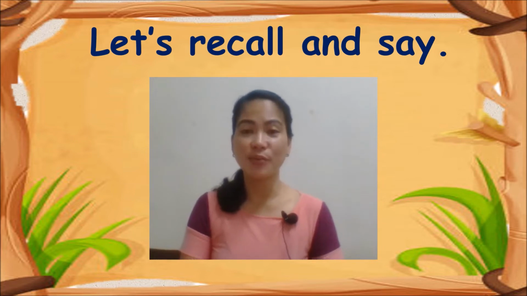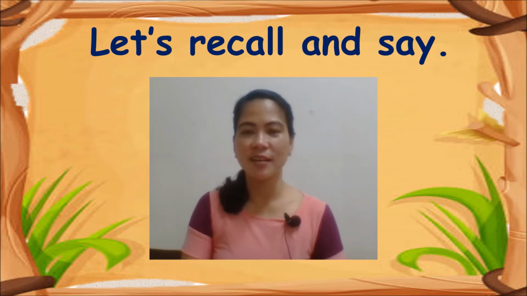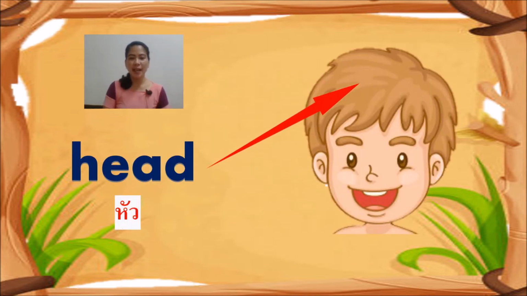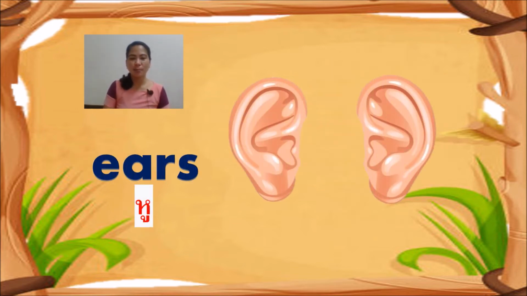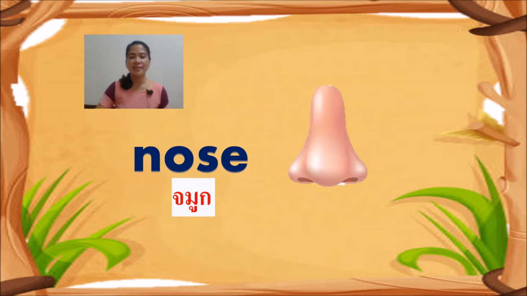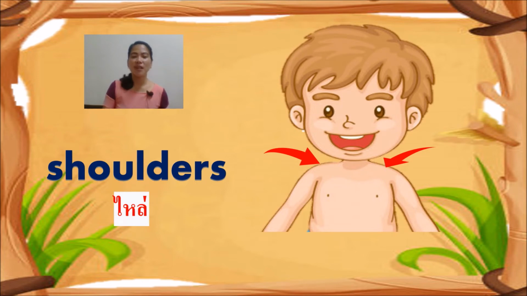So we have to say the word. And then as much as possible, we could point it out on our own body still. So here it is. This one is our head. Okay, let's touch our head. Another part, we have the ears. Next, nose. Then we have mouth. Then we have the shoulders.